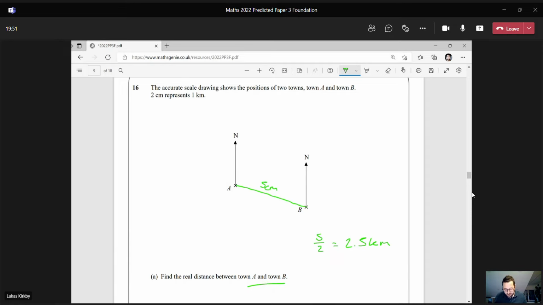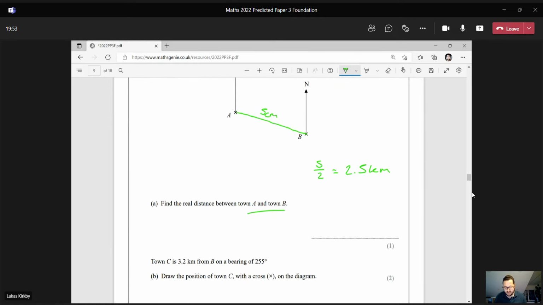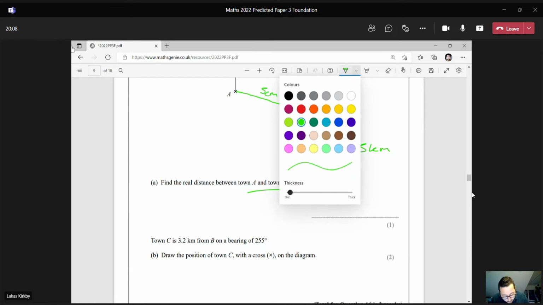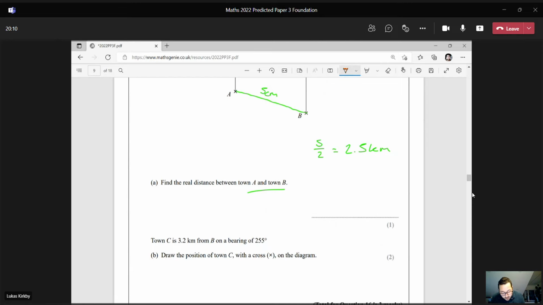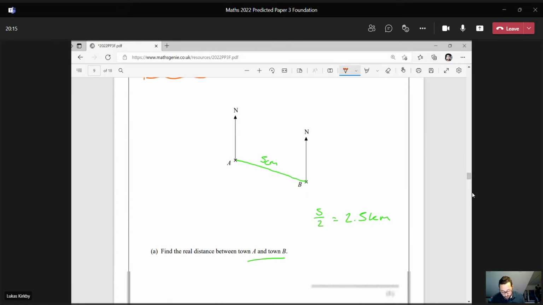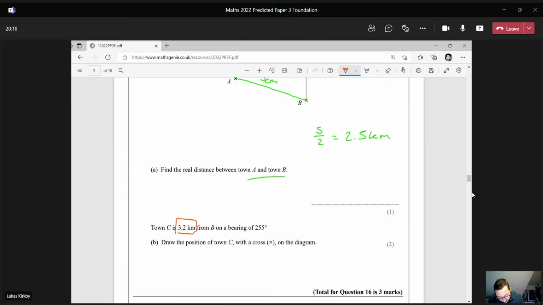Now, the next one says town C is 3.2 kilometres from B on a bearing of 255. Draw the position of town C with a cross on the diagram. Again, it's going to be tough to do this on a tablet, but we can do the conversion again. Remember, 1 kilometre is 2 centimetres. So if this is 3.2 kilometres, I'm going the other way. I want to times 2, and I'm going to get 6.4 centimetres. So that's how far away I want it to be.